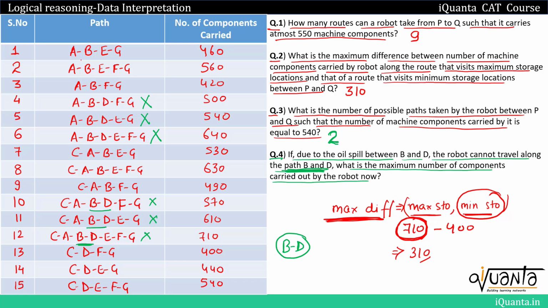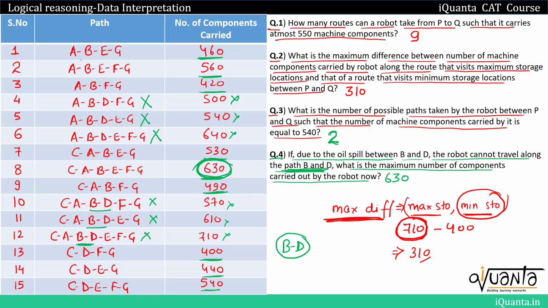No. So let us try to find out the route now which has the maximum number of components. So it is 460 here, 560 here, 420 here. We will not take care of these. Then we have 530, then we have 630, then 490, then forget this, 400, 440, 540. So which is the maximum of all these that I have underlined? We can see that 630 is the maximum. So 630 will be the correct answer, because in this one there is no route BD involved and the number of components is maximum. So this was a very easy question.